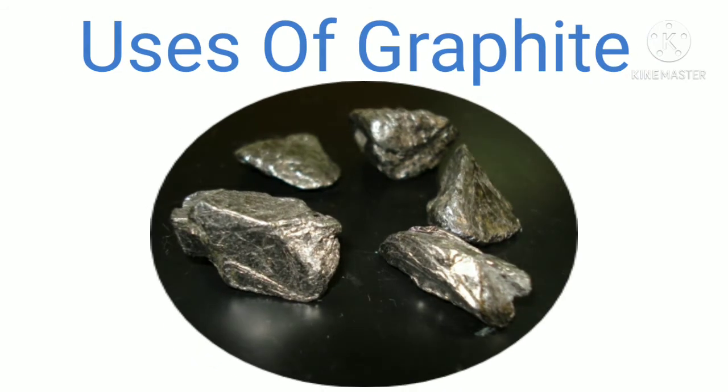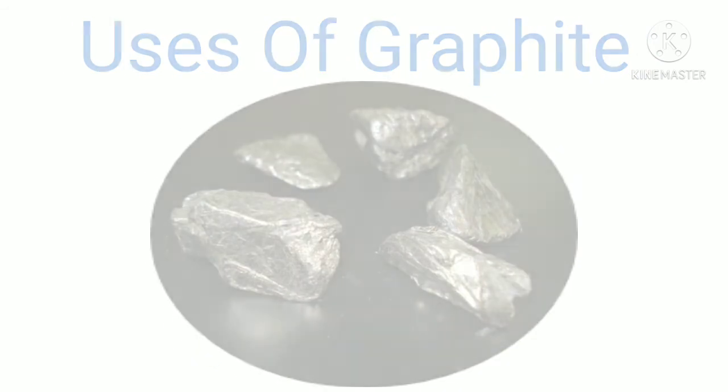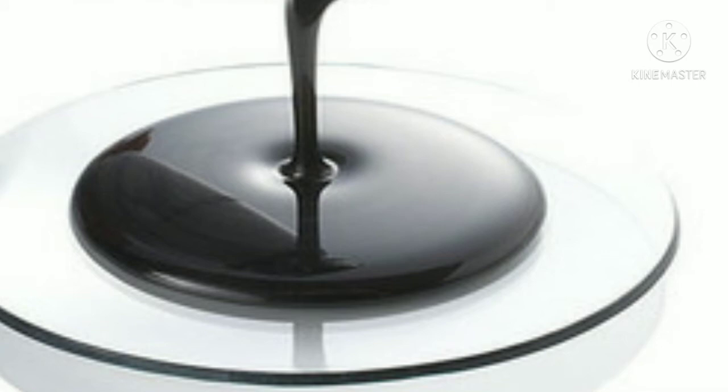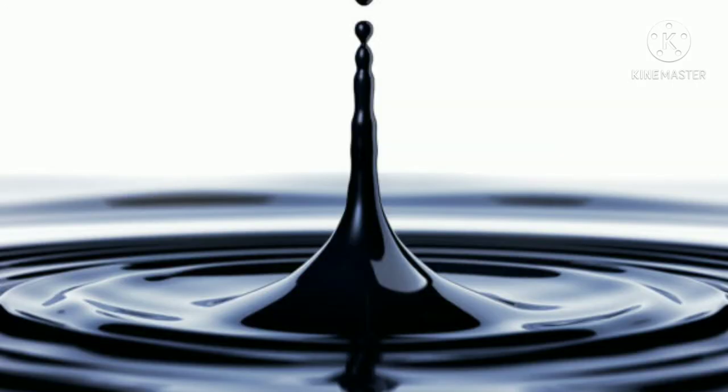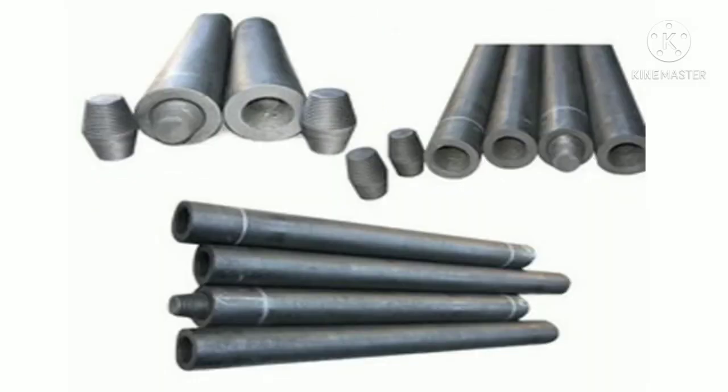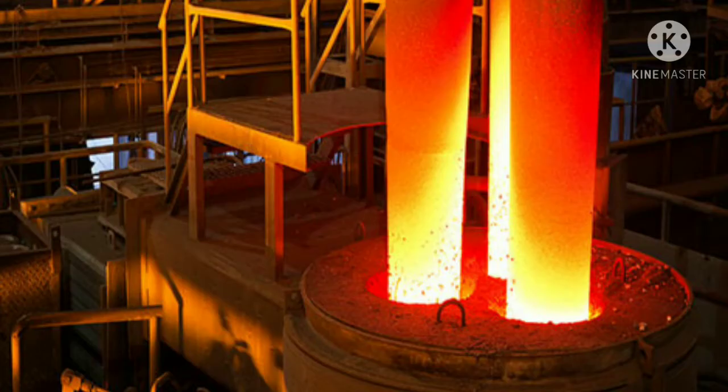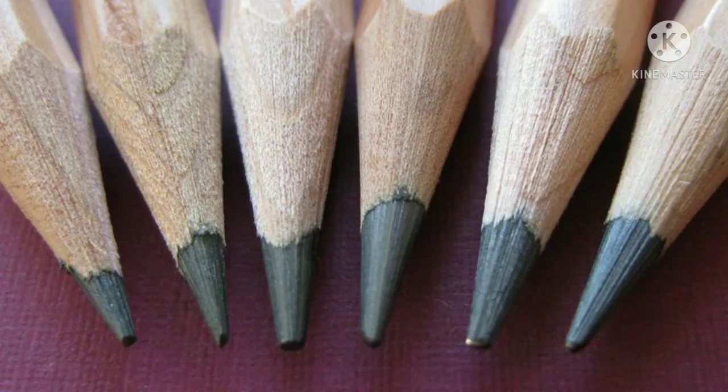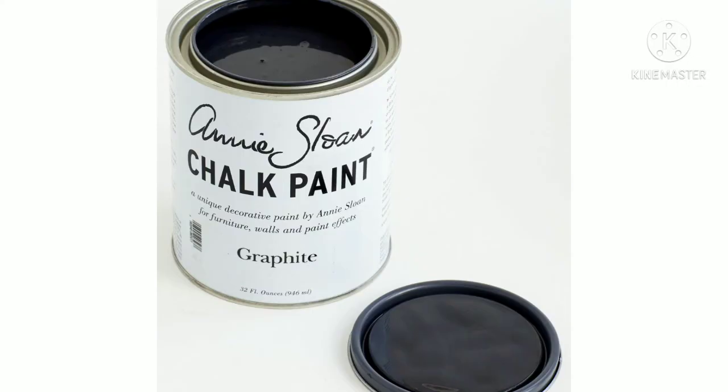Uses of graphite. Due to its softness, it is used as a lubricant. It is also non-volatile, hence can be used for lubricating those machine parts which operate at very high temperature. It is used for making carbon electrodes or graphite electrodes in dry cell and electric arcs, as it is a good conductor of electricity. It is also used for making pencil leads and black paints.